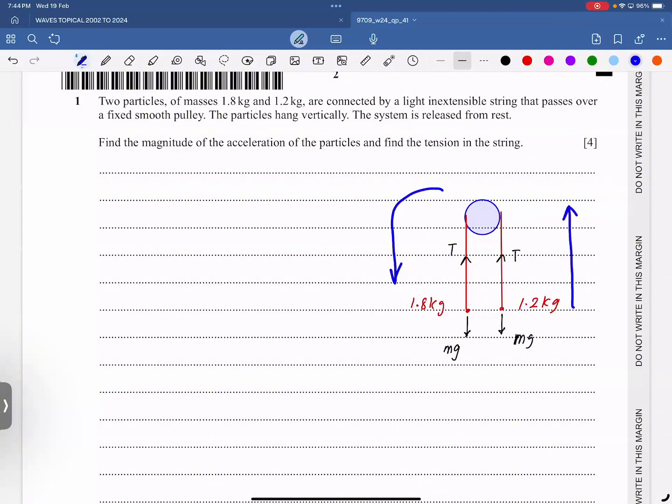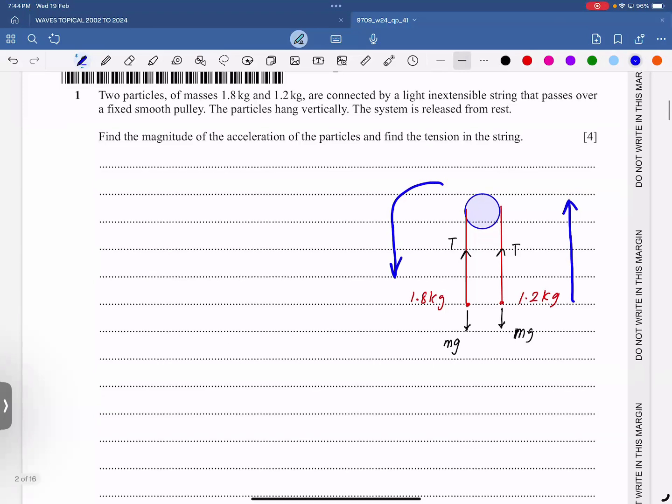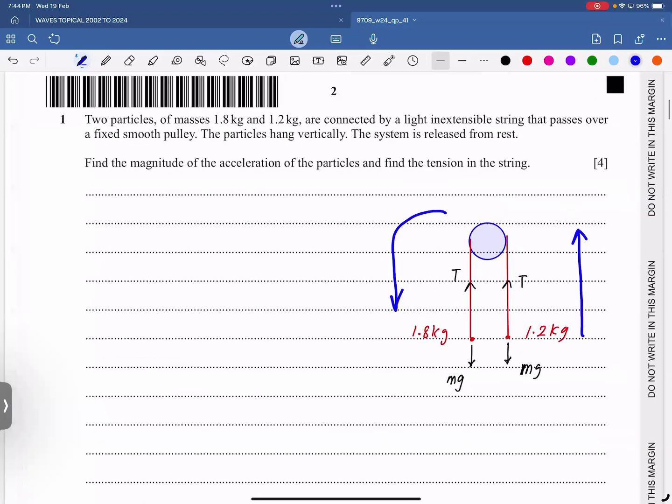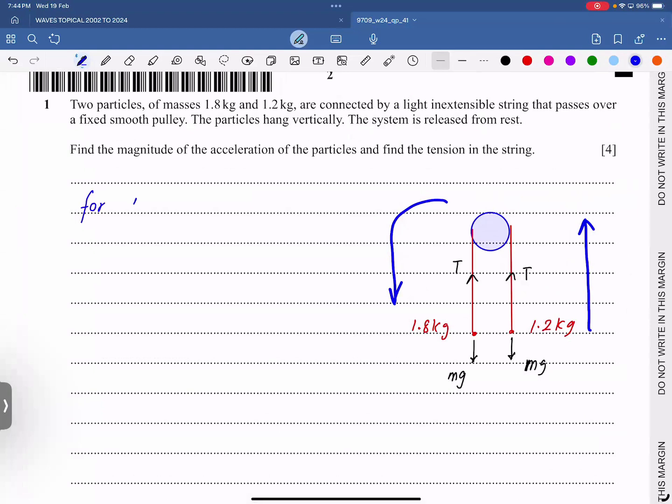So what you have to do, you need to write two equations. Very easy question, my dear students. So one equation you will write for 1.8 kilograms. You write Newton's second law, ma is equal to F net. So m is 1.8, a. So its forward force is the downward force, which is mg. So 1.8 into g, which is 10, minus the upward is tension. So 1.8a is 18 minus T.